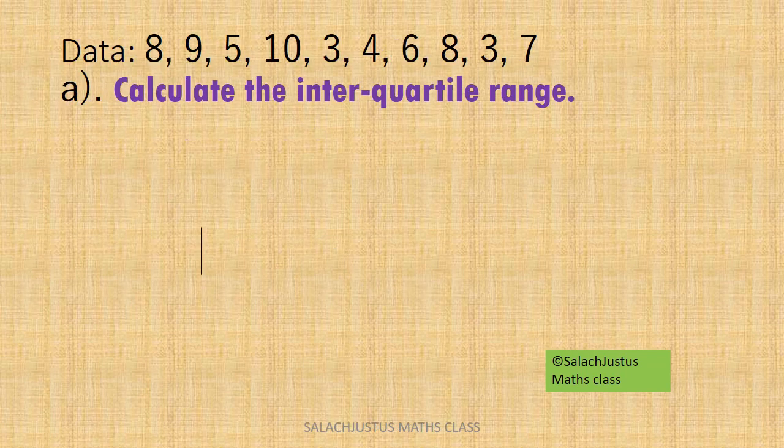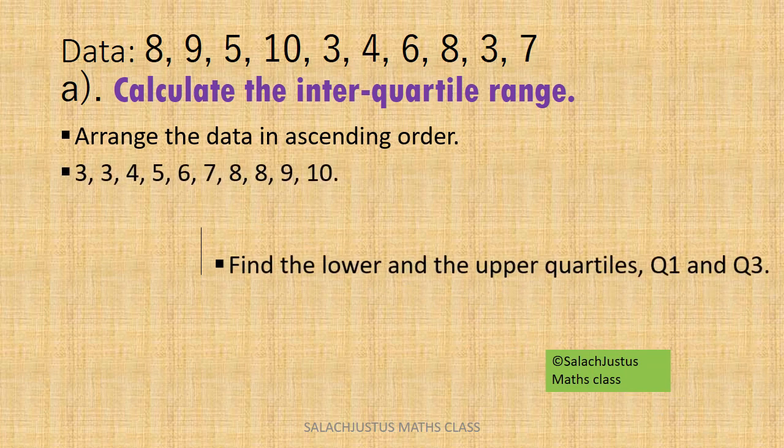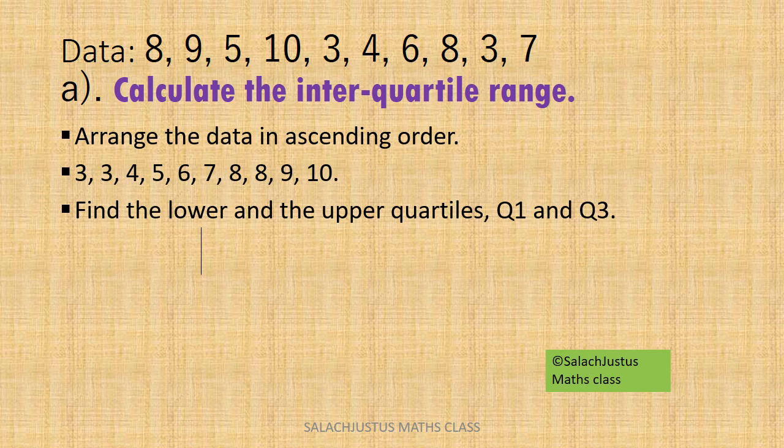First part, calculate the interquartile range. Range is the difference between the highest value and the lowest value in a set of data. Talking of the quartiles, our interquartile range shall be the difference between the upper quartile and the lower quartile. But first, arrange the data in ascending order, so that you can get the middle of the data and see the lower and the upper quartiles.